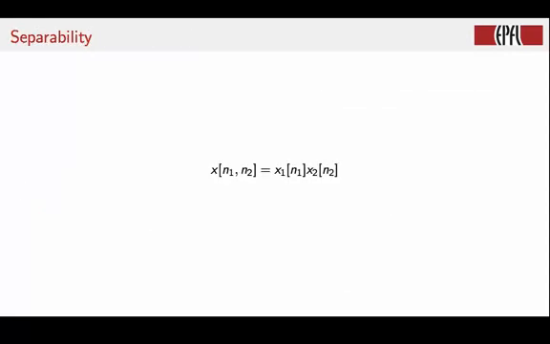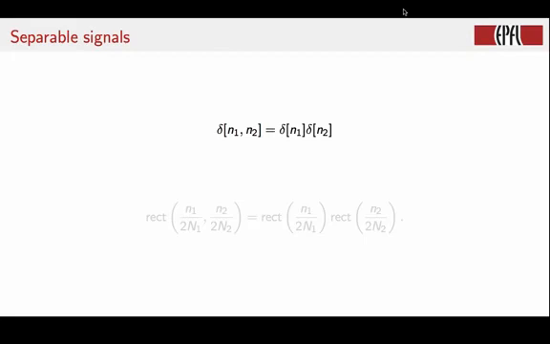One fundamental property for two-dimensional signals that has no equivalent in one dimension is that of separability. Now, separability simply means that we can write a two-dimensional signal as the product of two independent 1D signals defined on indices N1 and N2. So the delta signal, for instance, is fully separable because it is just the product of two delta functions applied to both indices. And similarly, the rectangular function is again the product of two one-dimensional rect functions defined over N1 and N2.